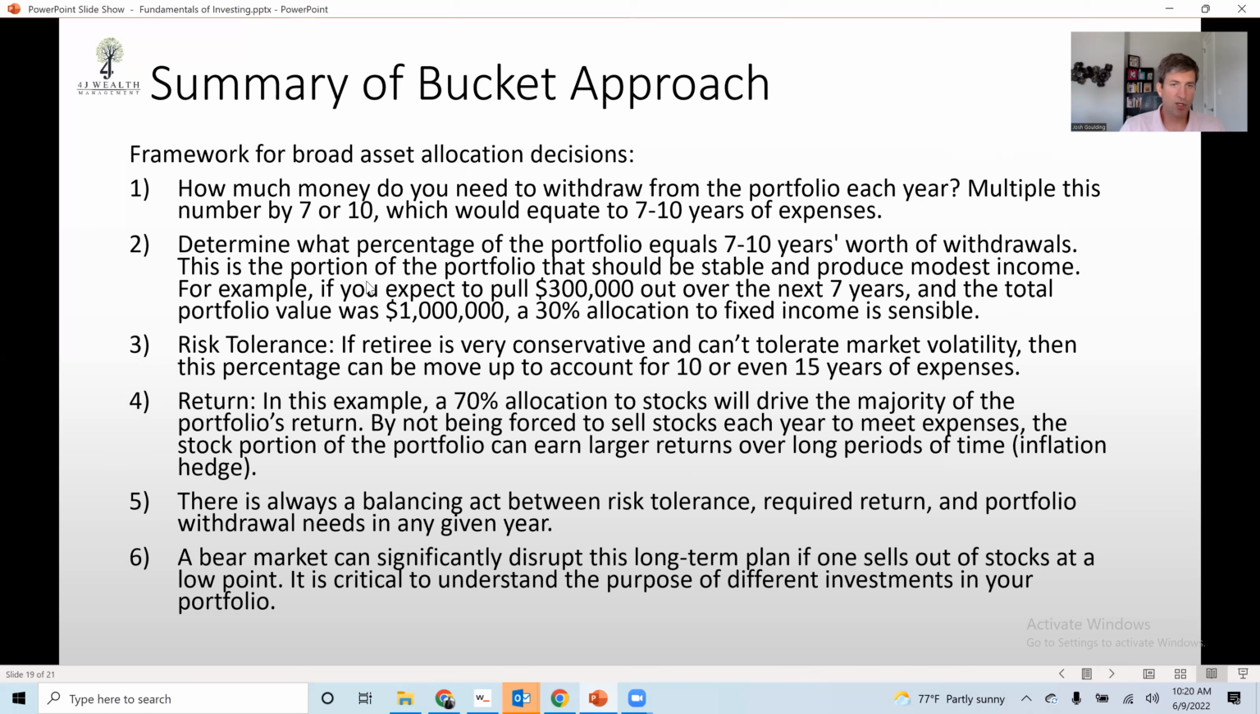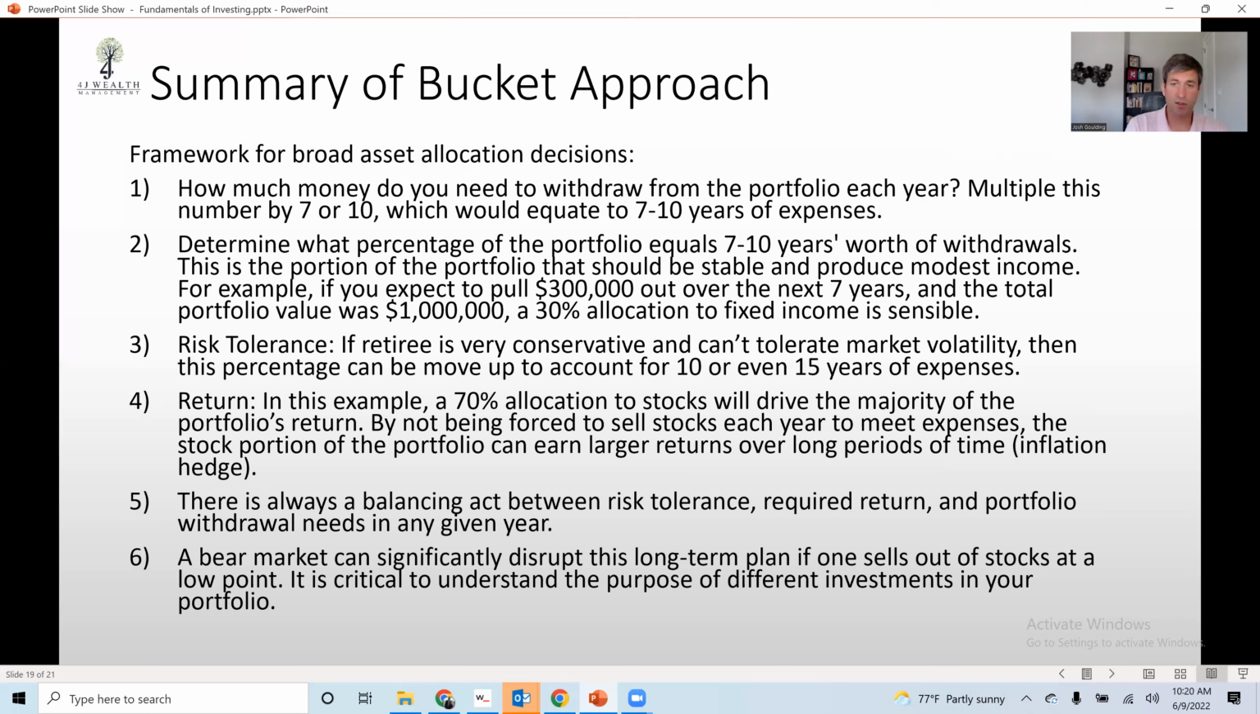So that portion of the portfolio should be relatively stable and produce maybe modest income. So, for example, if you expect to pull $300,000 out of your portfolio over the next 7 years, and your total investment value is $1 million, then a 30% allocation to fixed income, in our opinion, would be sensible.